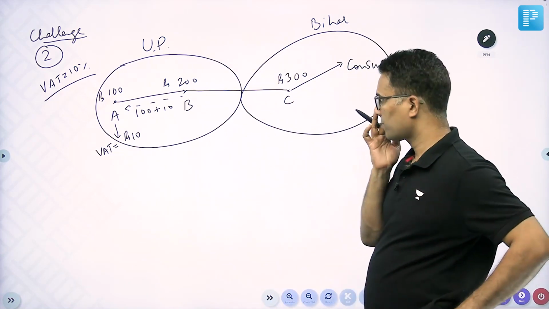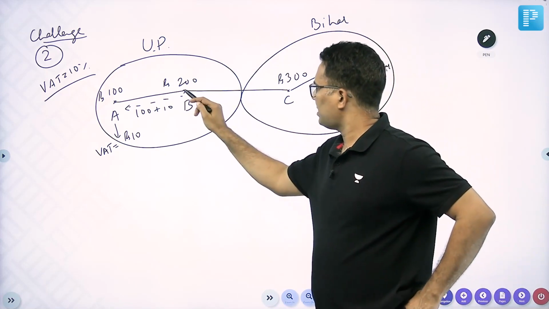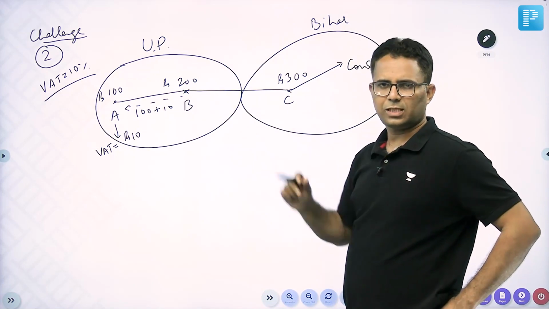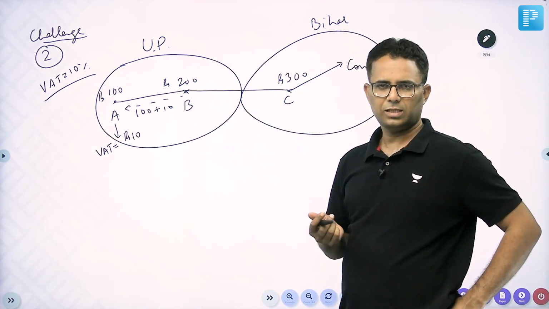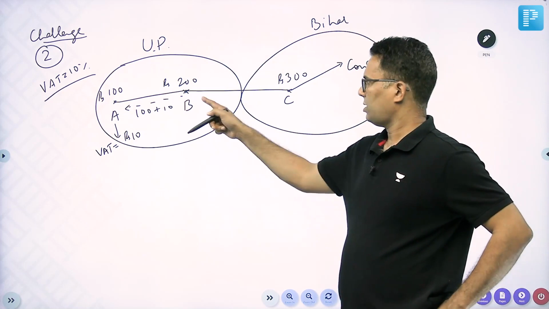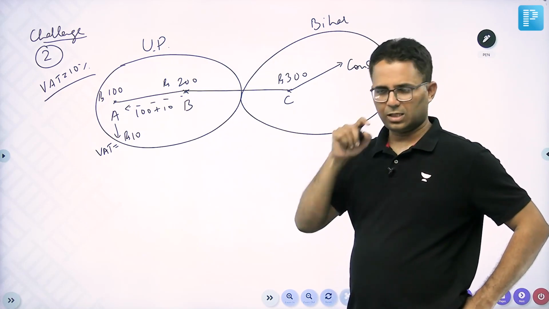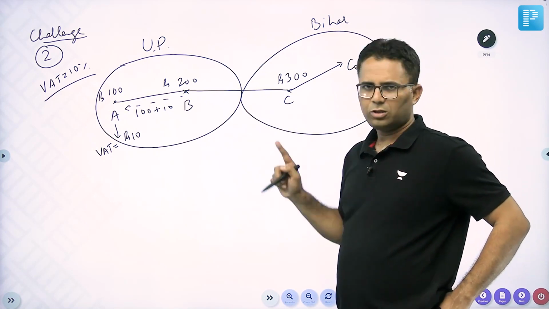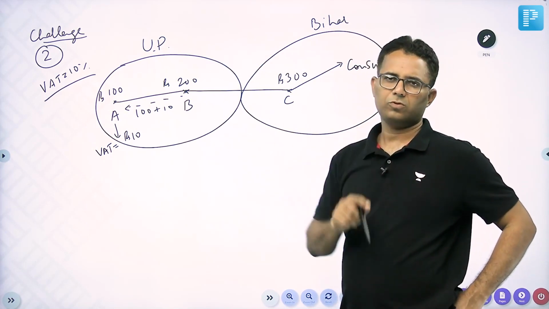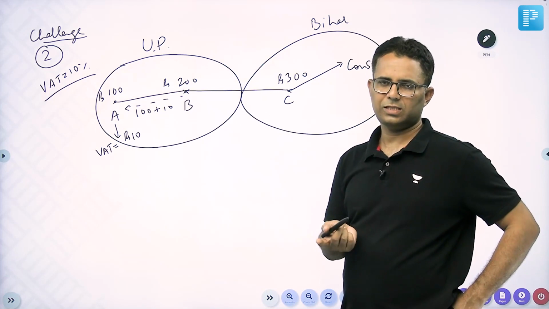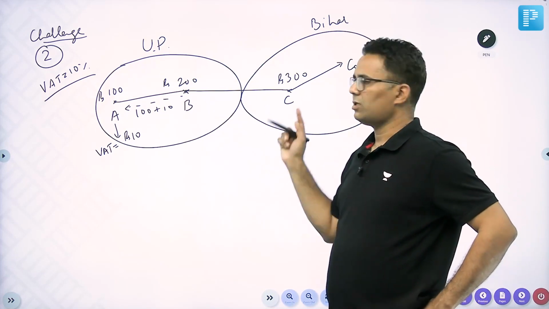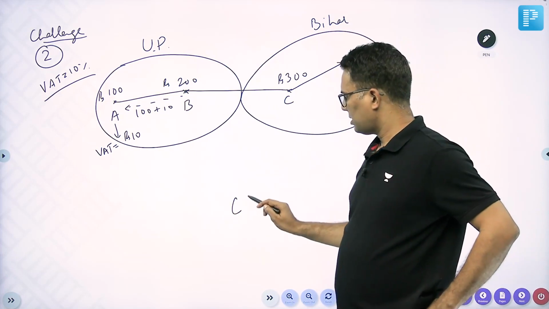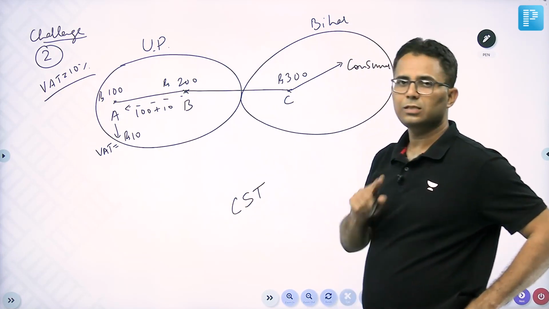Now, when B sells to C, you know that it is an across-the-state transaction, interstate. Interstate means from one state to another state. So now B is selling across the state. In a transaction from one state to another, VAT is not imposed, rather central sales tax is imposed.